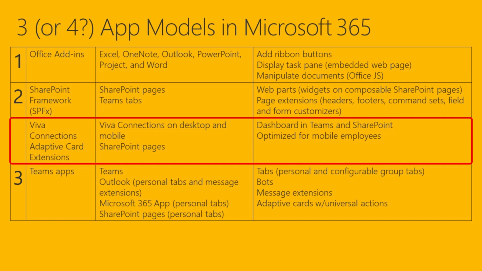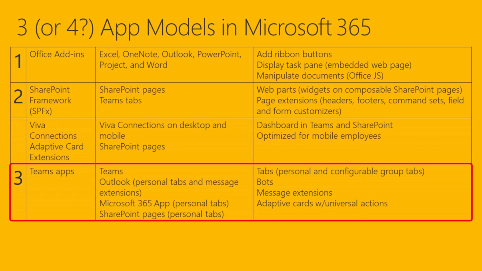And then we looked at Teams apps, which have extended themselves also to Outlook and the Microsoft 365 application. We looked at tabs, bots, message extensions, and adaptive cards with universal actions we didn't really get into, but I'm planning a whole video on that. And message extensions we saw briefly can be used as Copilot plugins to customize Copilot for Microsoft 365.